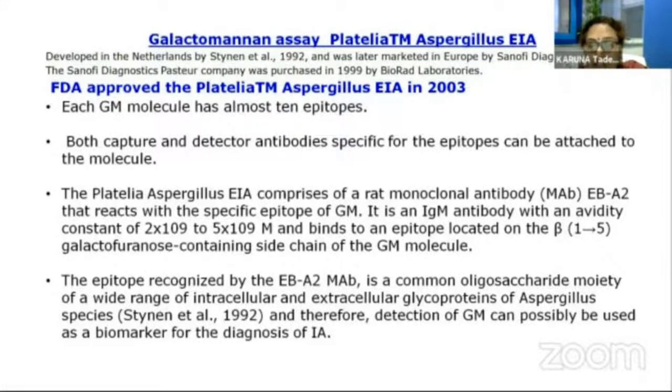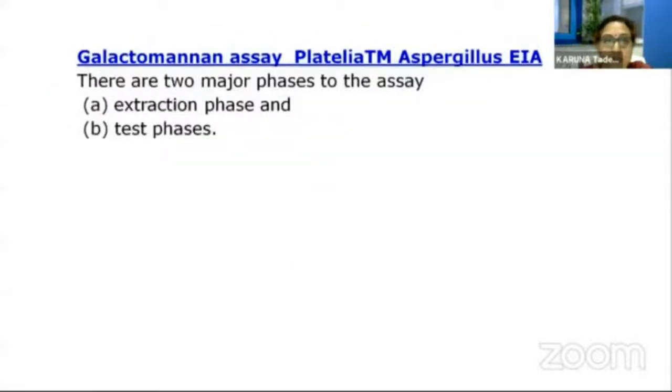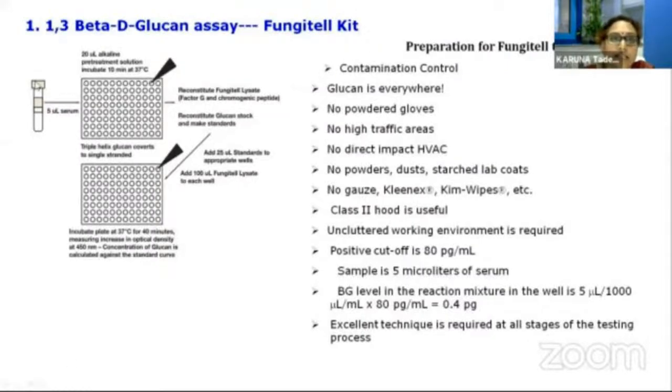And therefore, detection of galactomannan can possibly be used as a biomarker for diagnosis of invasive aspergillosis. Now, there are two important phases which will be shown to you in the video, the extraction phase and the test phase. Now, coming to the Fungitell kit which we are using for detection of the 1,3-beta-D-glucan assay.